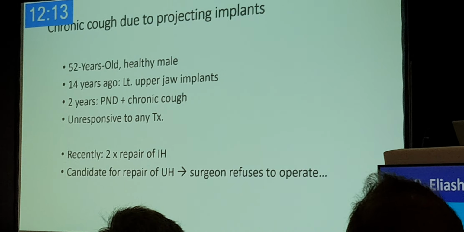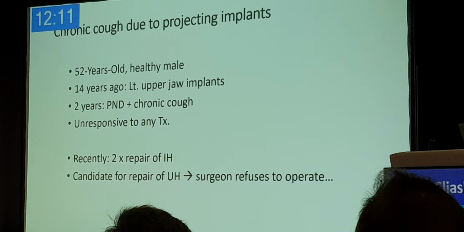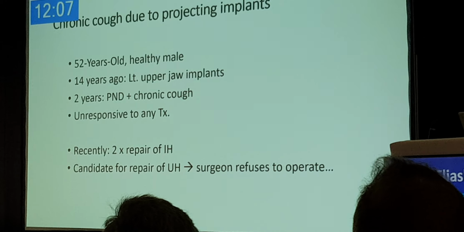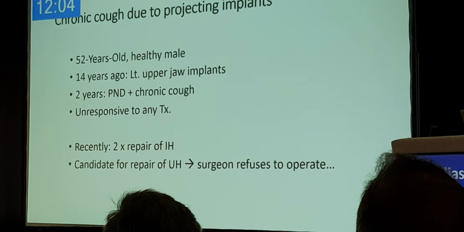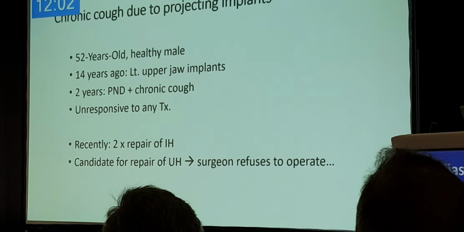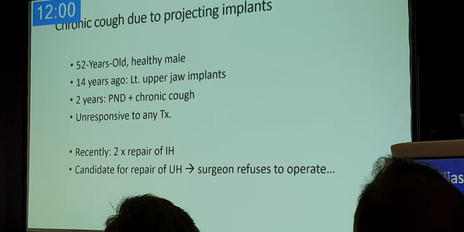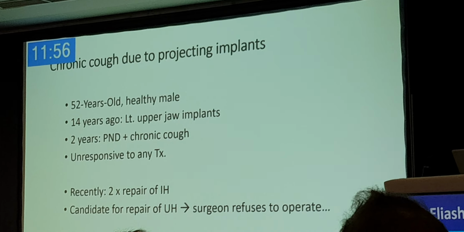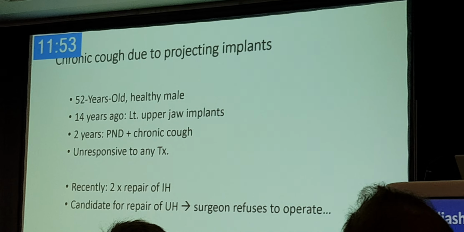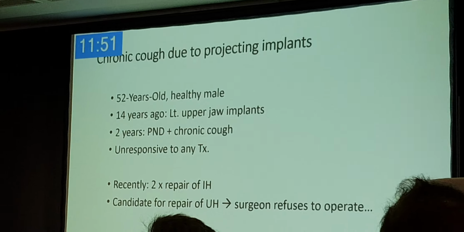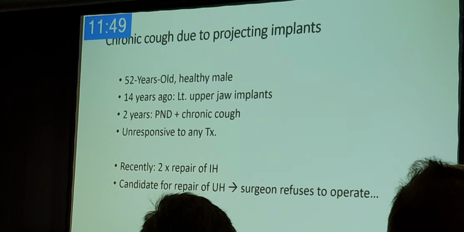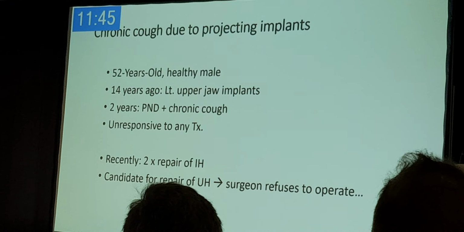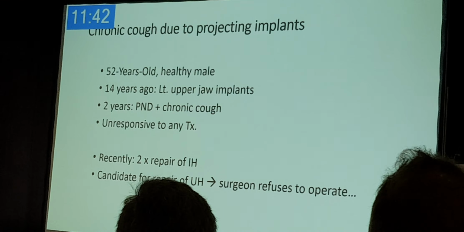This is another case of a patient, 52 years old, healthy. 14 years ago, he underwent left upper jaw implants, and 2 years before presentation, he started to suffer from chronic post-nasal dripping and chronic cough, which was unresponsive to any treatment. He was treated by many doctors. He recently underwent two surgeries for repair of inguinal hernia, and now is a candidate for repair of an umbilical hernia, but his general surgeon refuses to operate until he stops coughing because he coughs all the time. So he was sent to us.